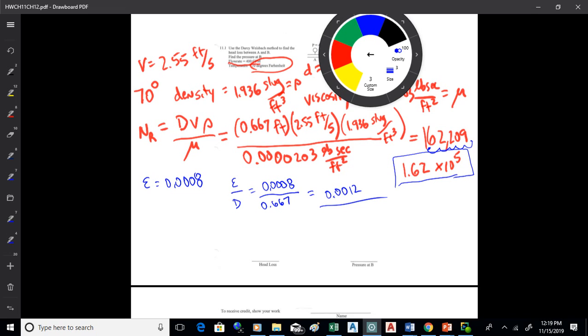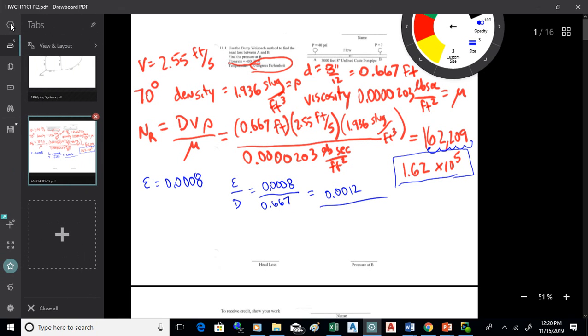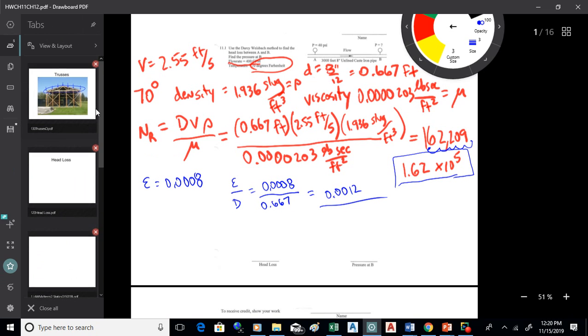So we got the velocity, and at the temperature we got the density and viscosity, and we got the pipe diameter in feet. An 8-inch pipe is 0.667 feet in diameter. We plug all that in and get the Reynolds number, 1.62 times 10 to the 5th. We also look on that chart and get the epsilon value, the average bump or pit in the pipe, divided by the pipe diameter. We got all that, and now we can figure out this friction factor.